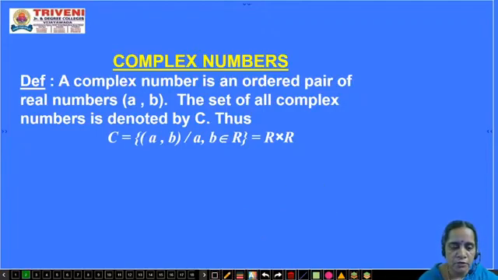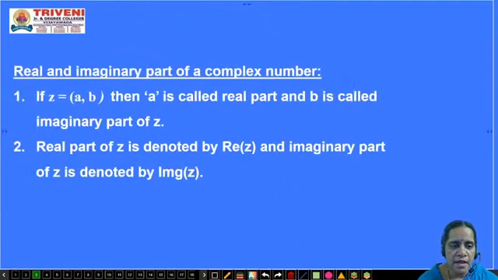Then we go to the next topic, that is the real and imaginary part of a complex number. Z is equal to a comma b. Here a is called the real part and b is called the imaginary part of Z. Suppose 3 comma 4 is there. This is a complex number, denoted by Z. Here 3 is the real part and 4 is the imaginary part. The real part is denoted by Re of Z and the imaginary part is denoted by Im of Z.